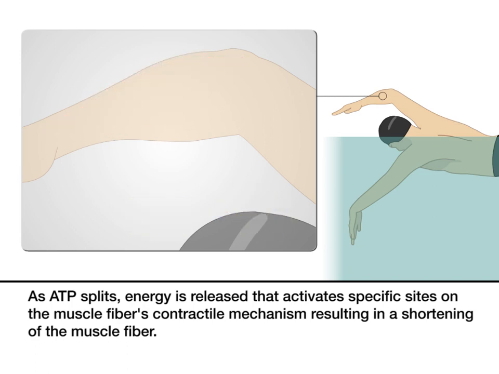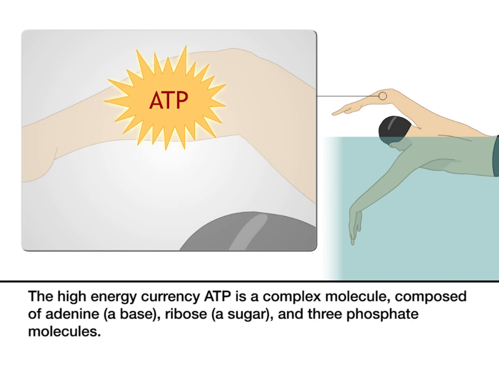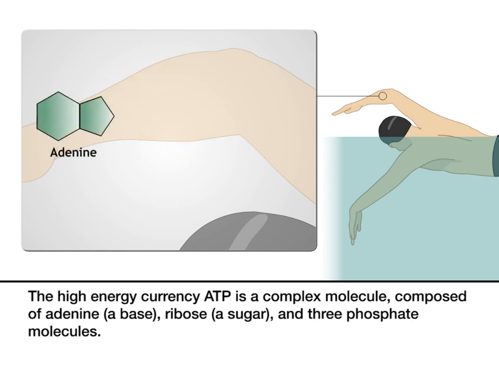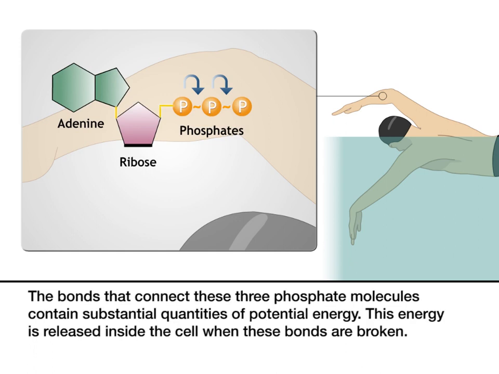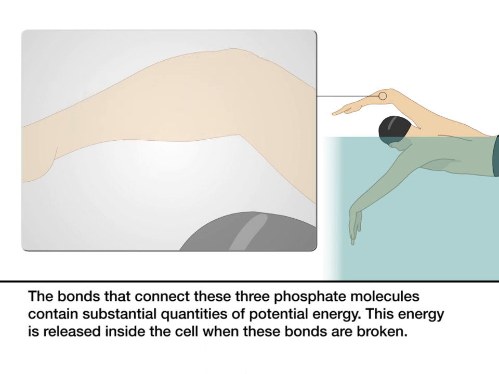of the muscle fiber. The high-energy currency ATP is a complex molecule composed of adenine, a base, ribose, a sugar, and 3 phosphate molecules. The bonds that connect these 3 phosphate molecules contain substantial quantities of potential energy. This energy is released inside the cell when these bonds are broken.